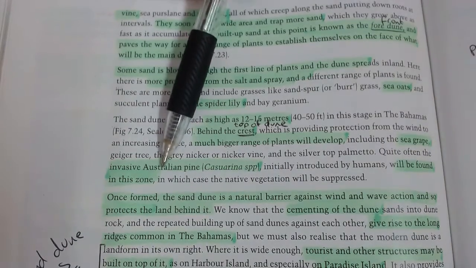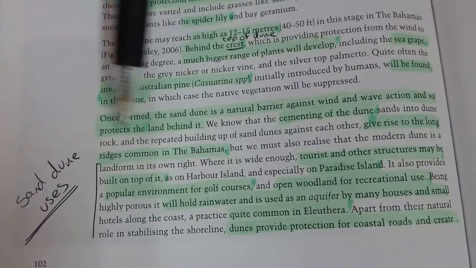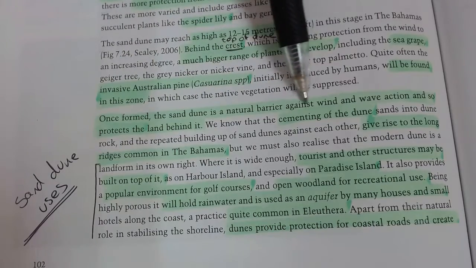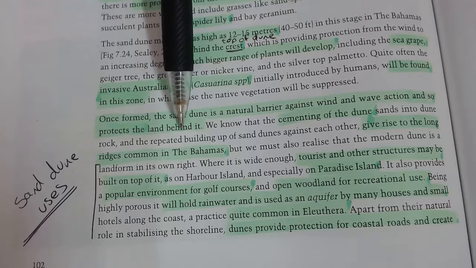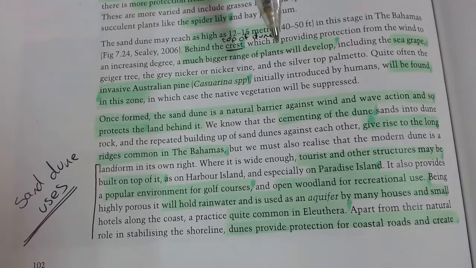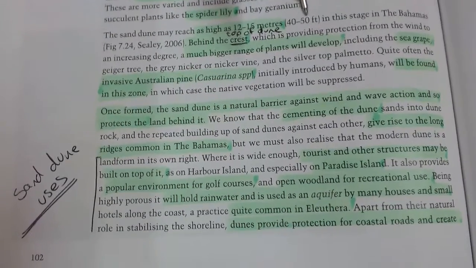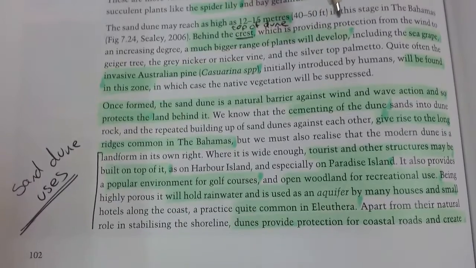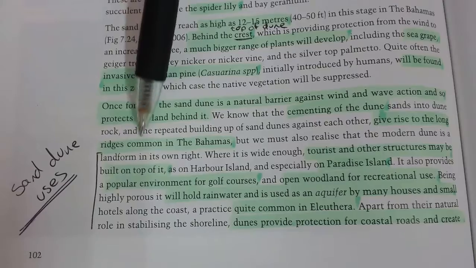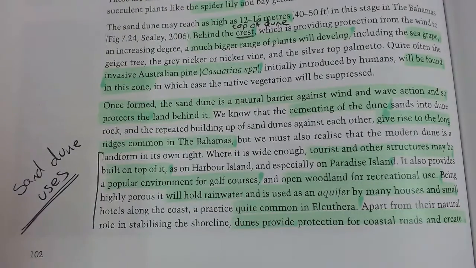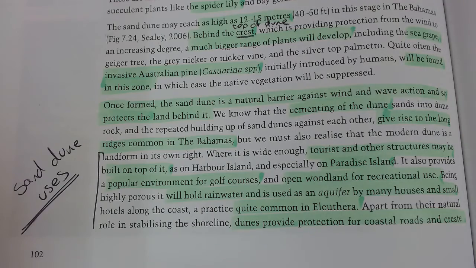Okay, so once formed, the sand dune is a natural barrier against wind and wave action, and so protects the land behind it. And that's where you get all your vegetation and people starting to live and so on. So the sand dunes are a natural protection. All right. They also, as we've already discussed, give rise to our ridgelands. Remember, our ridges are just solidified sand dunes, which have just cemented over time.